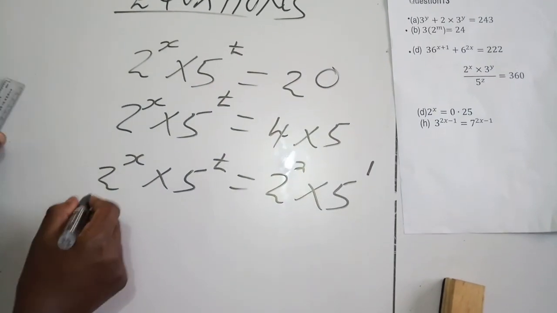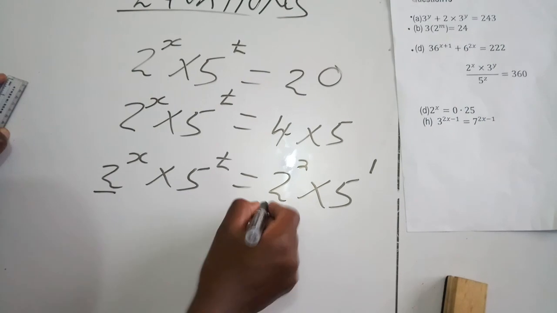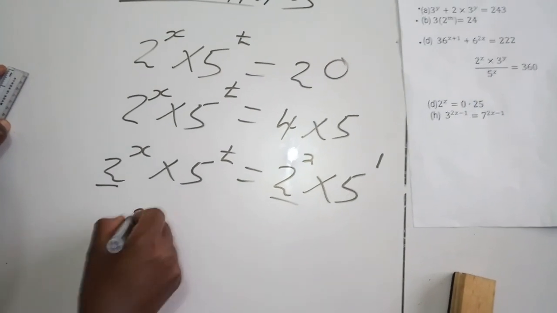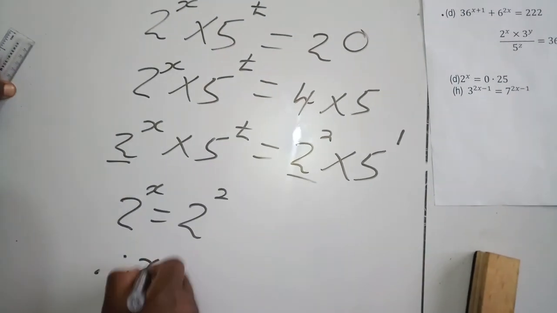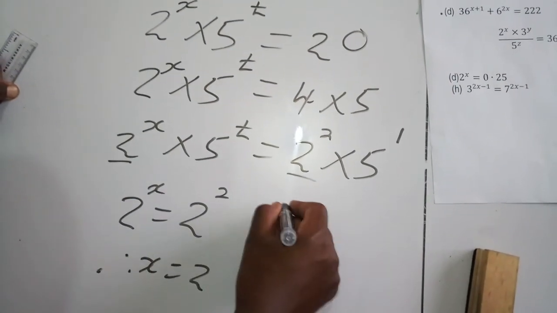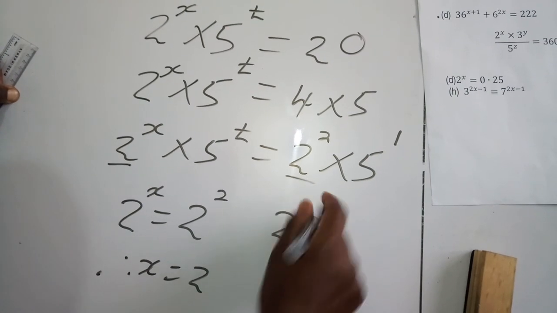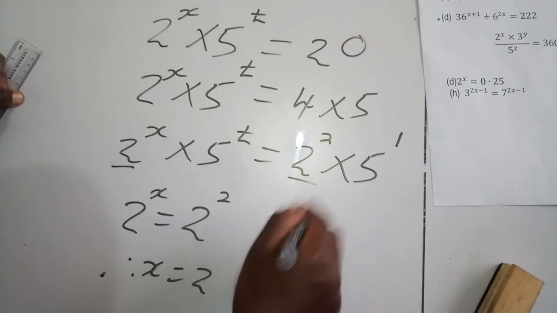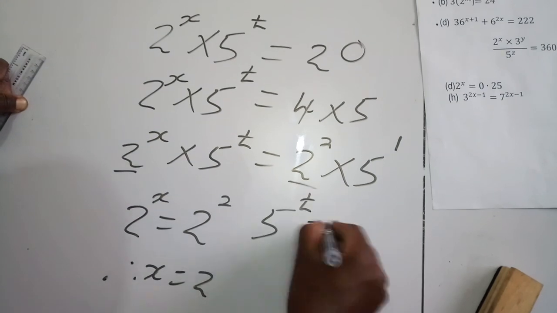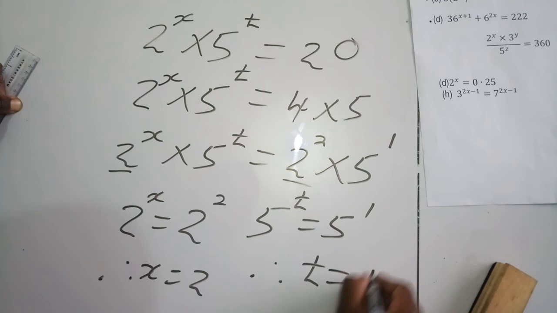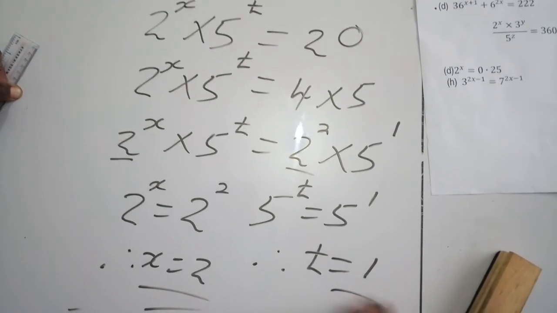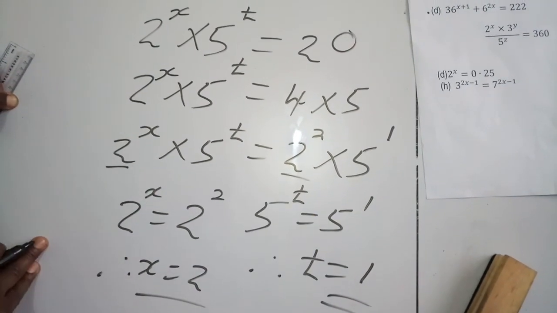Then equate the elements having similar bases. So 2 power x is equal to 2 power 2. Therefore x will be 2. Then of course 5 power t equals 5 power 1. Therefore t is equal to 1. And that's how you approach the question.